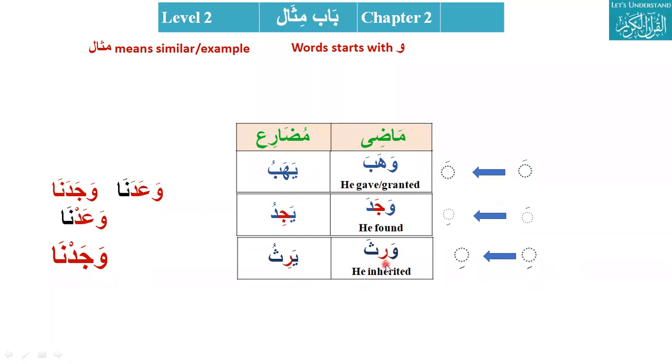We can see here the second letter in madi, that is ra, has kasra. And when we go to mudare, the same ra has the same haraka, and that is zer. Waritha yarithu, zer zer. The chapter is different because it has a similarity. Bab Mithal cannot fit in level 1, so it is a separate level. Level 2, Bab Mithal: all those words which start with a similar letter, and that is waw. Wahaba yahabu, wajada yajidu, and then waritha yarithu, zer.